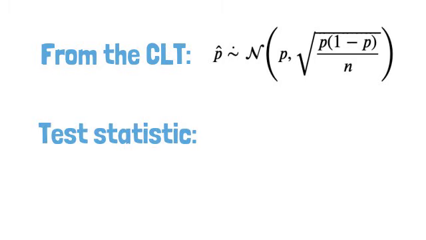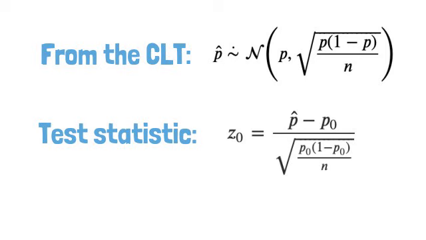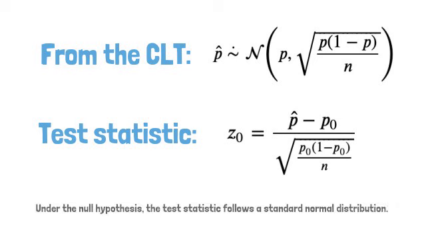We can then construct a test statistic to test our hypotheses for the one proportion z-test. Intuitively, if this test statistic is large, this is indicating a significant difference between the sample proportion and hypothesized proportion. Under the null hypothesis, this test statistic follows a standard normal distribution.